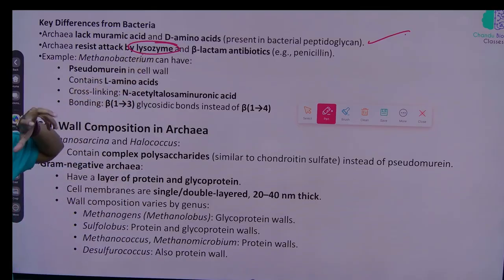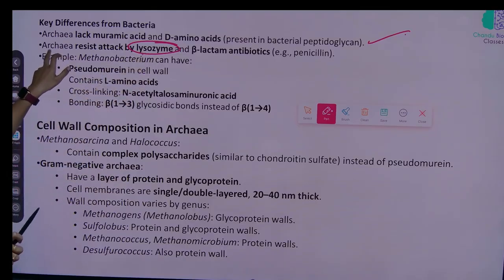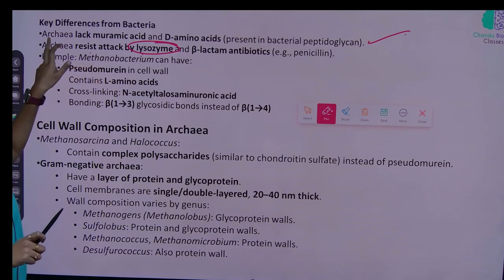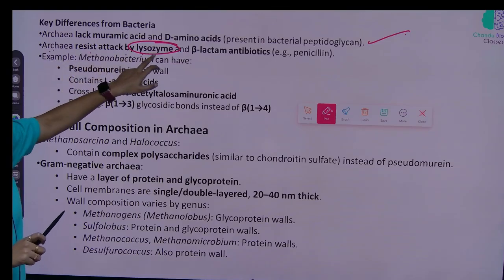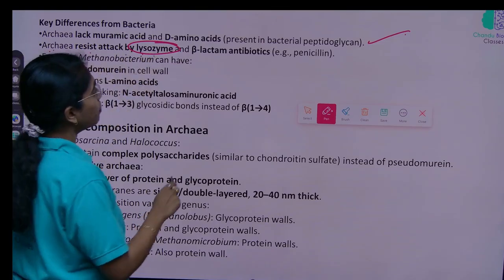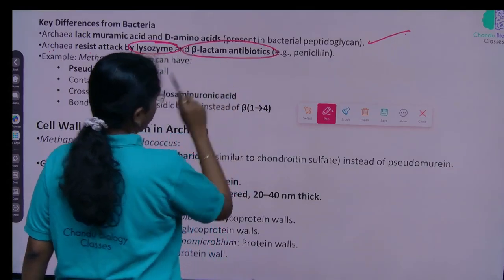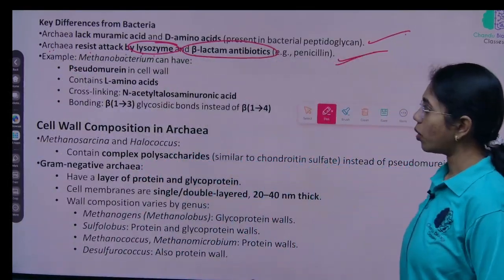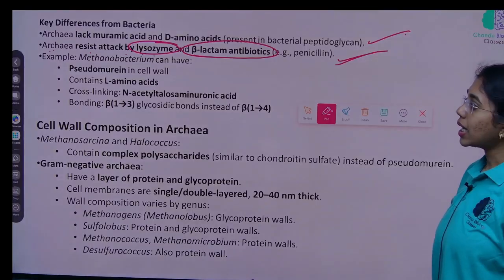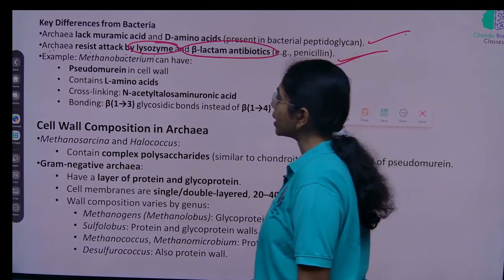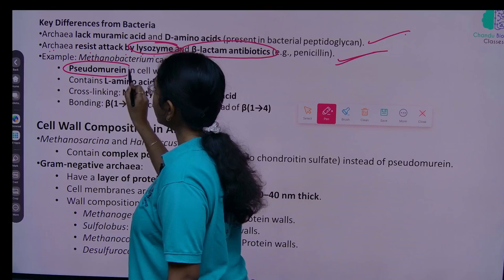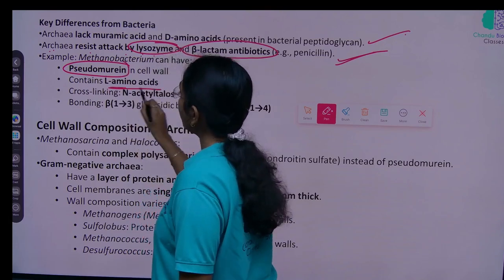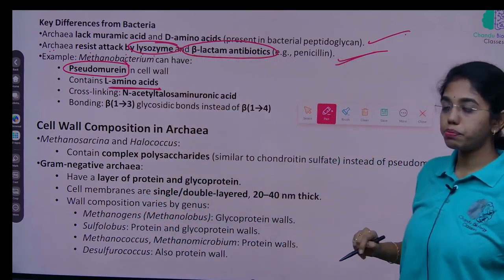Lysozyme will degrade the cell wall of bacteria, but archaea will resist the attack by lysozyme and beta-lactam antibiotics, for example penicillin, which are not present in archaea. Next example: Methanobacterium can have pseudomurein in its cell wall. They have L-amino acids; D-amino acids are absent.